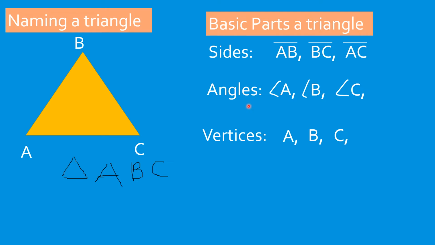And the angles, we can just name using one letter or simply the vertex: angle A, angle B, angle C. Or you can also name using 3 letters. Let's say this angle, you can name that as angle BAC. This angle, you can name that angle ABC. This one, you can name this angle BCA. So angle A, angle B, and angle C. And the vertices, we have A, B, and C.